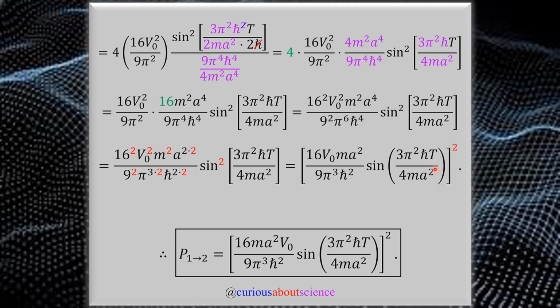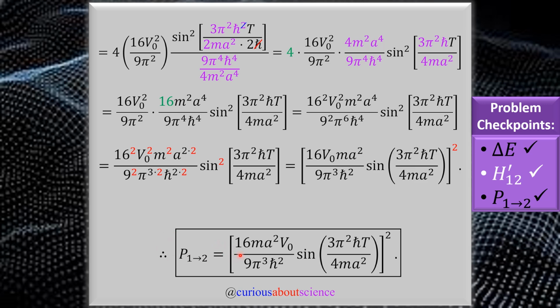Now, what this tells us is that the probability of measuring the energy E2 after time t is given here in our boxed area, where we have 16 m a squared v0 over 9 pi cubed h bar squared, times sine of some rambunctious argument with the time t, or the period t. And all of that needs to be squared. So what makes this interesting is that the result shows that the transition probability oscillates with time. The oscillation frequency depends on the energy difference between the first and second states. And that's where all of this came from.